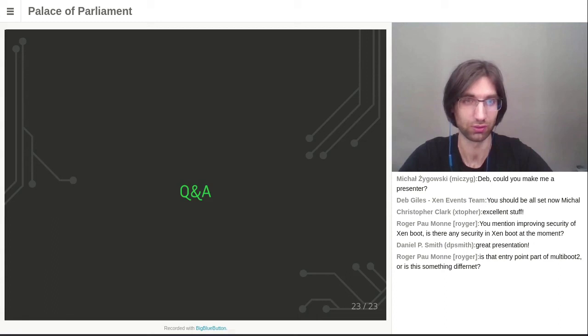So which... I think Roger was first. Which entry point do you have in mind? Is this the Linux kernel entry point, or... I think Andrew mentioned the entry point of Linux.